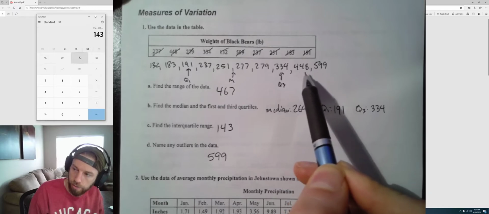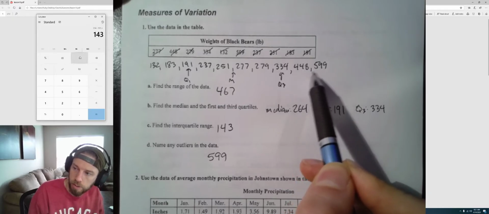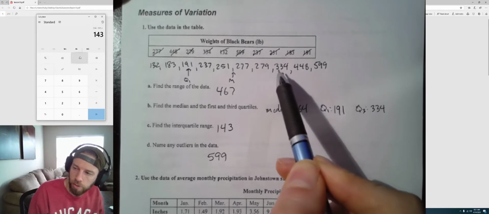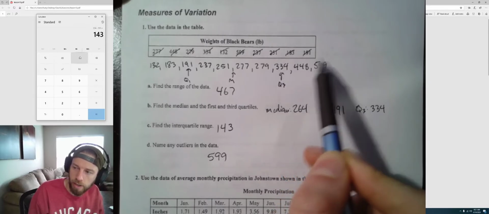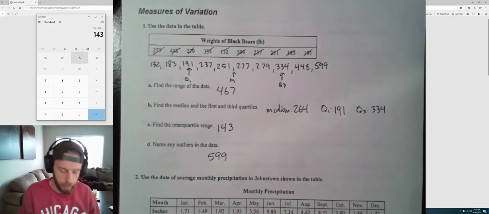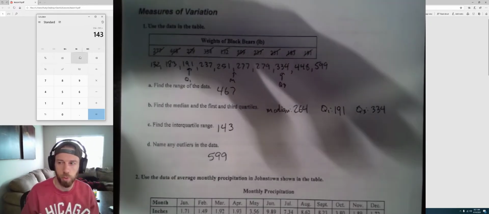That's about 150 away between these two numbers here. Although it's a pretty big jump from 334 to 448, it's a really big jump from here to here. So I would say that 599 is an outlier in our set of data. It's just a little bit too far away from the other grouping of numbers.